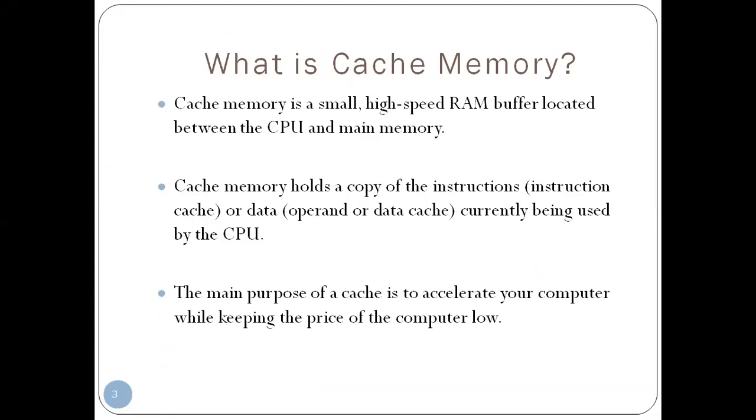So see here, what is a cache memory? As I have said in the introductory part, a cache memory is a small high-speed RAM buffer located between the CPU and the main memory, right? As I have shown in the diagram, this cache is located in between the CPU and the main memory. So what is the responsibility of cache? A cache memory holds a copy of the instructions which are present in the main memory. The main memory has the instruction, and that copy is going to be placed in the cache memory.